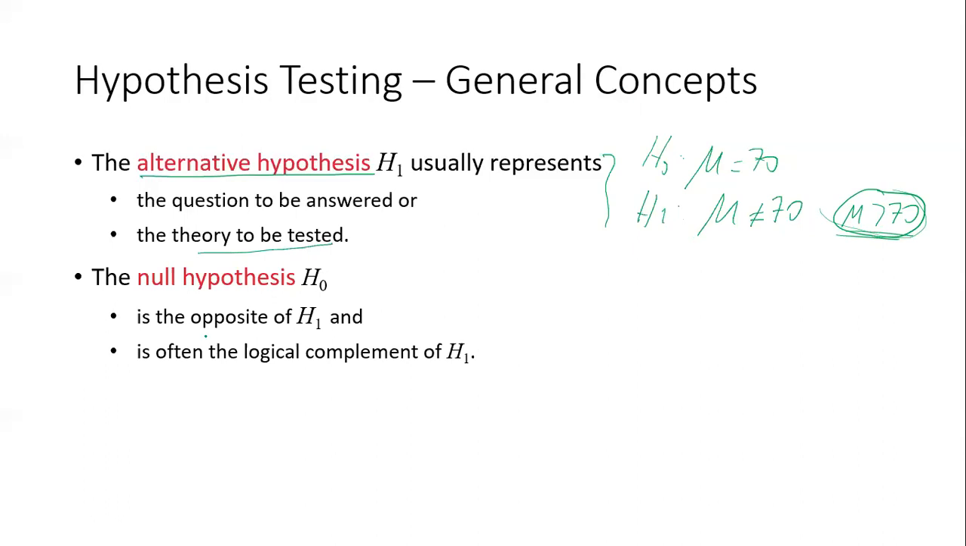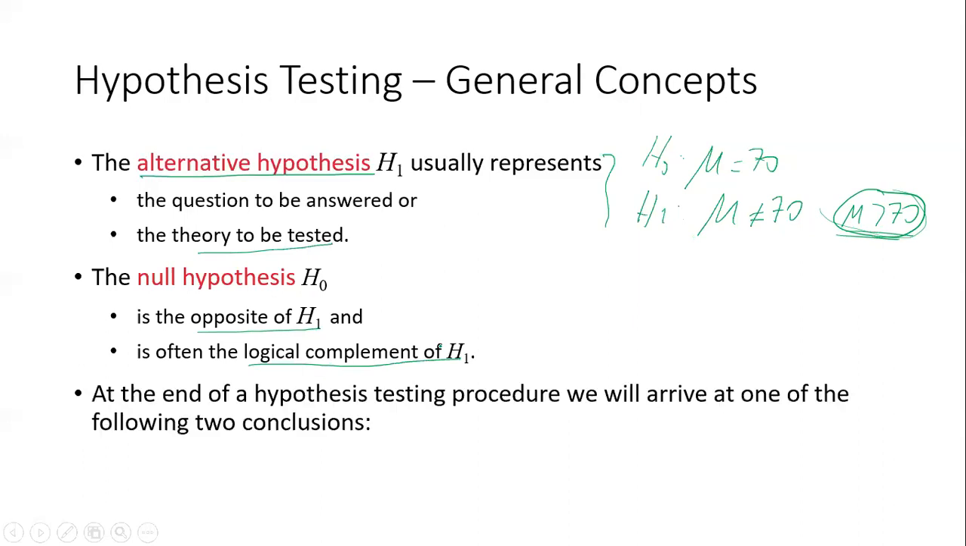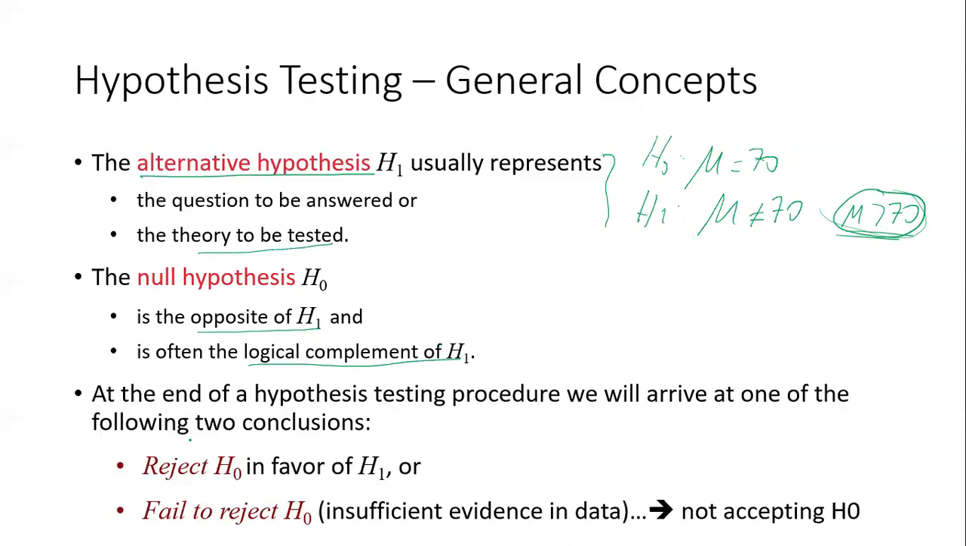Well, the null hypothesis generally is the opposite of H1, and it's the logical complement of H1, okay? And as we said, we will arrive at one of two conclusions. You reject H0 in favor of H1, okay? Or you fail to reject H0, which means the data that you have is insufficient to say that H0 is not true, okay? So this is not accepting H0, but this is generally what our students say. That's not a big deal. You can say it, but know that, well, this is not statistically true, okay? You cannot say that I accept H0.